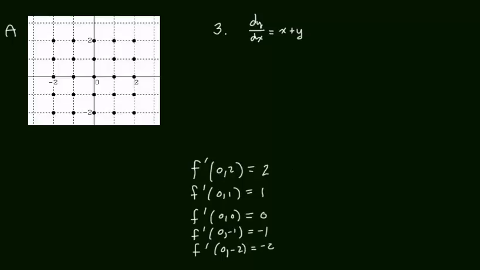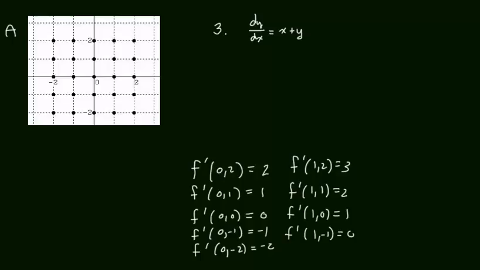Let's go to the next column to the right. F prime at 1, 2 is 3. F prime at 1, 1 is 2. So on and so forth. And again, it's just a sum, so this one's pretty easy to evaluate. Alright, like that. So let's begin to do the slope field over here.